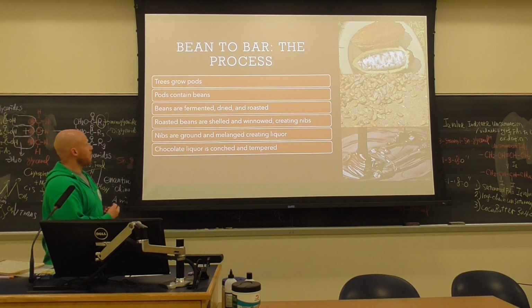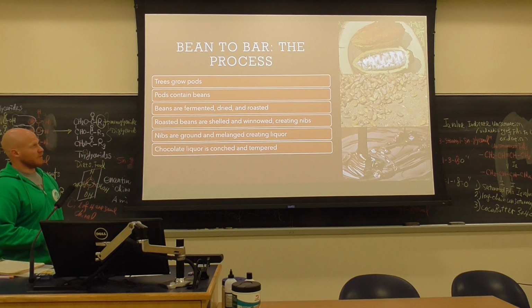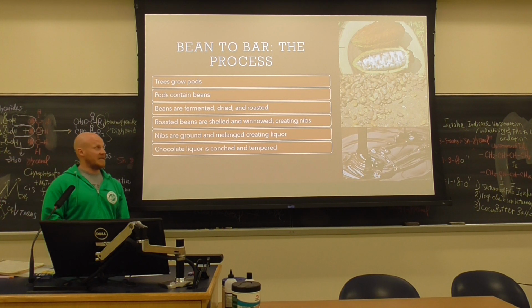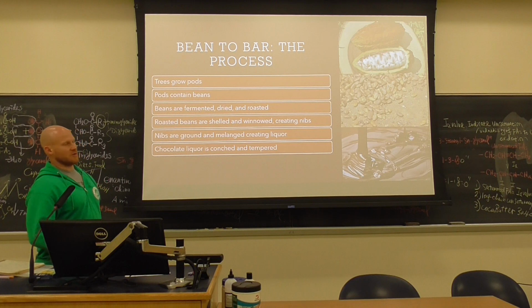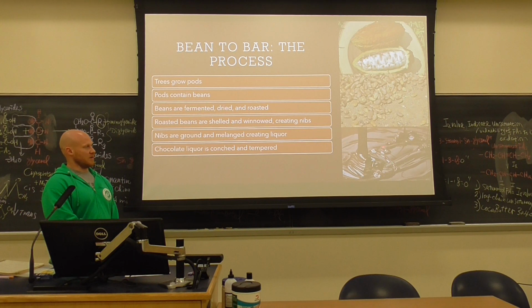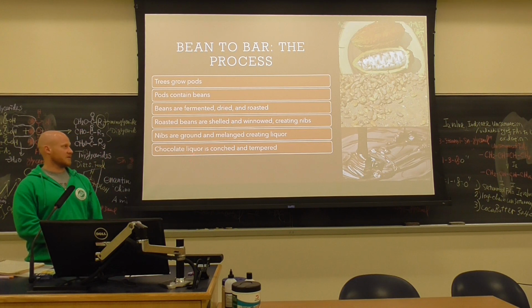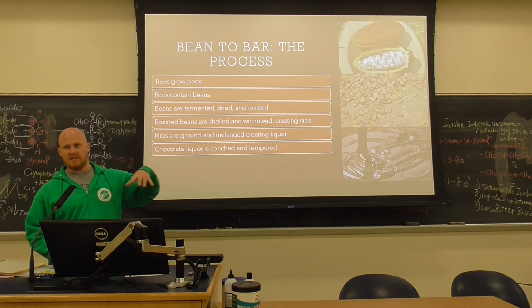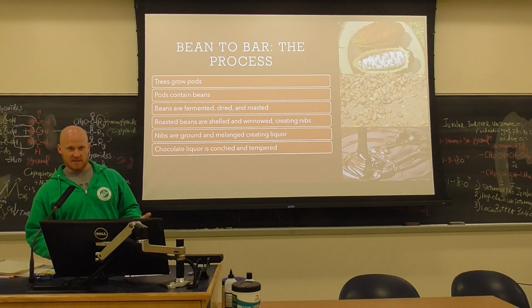So beans, like I said, are fermented, dried, and roasted. These are the roasted beans, like in that bag. The roasted beans are shelled and winnowed, creating nibs. Then the nibs are ground and melanged to create the chocolate liquor, and the liquor is conched and then tempered. Right now, the process that you see is the melanging or grinding process.